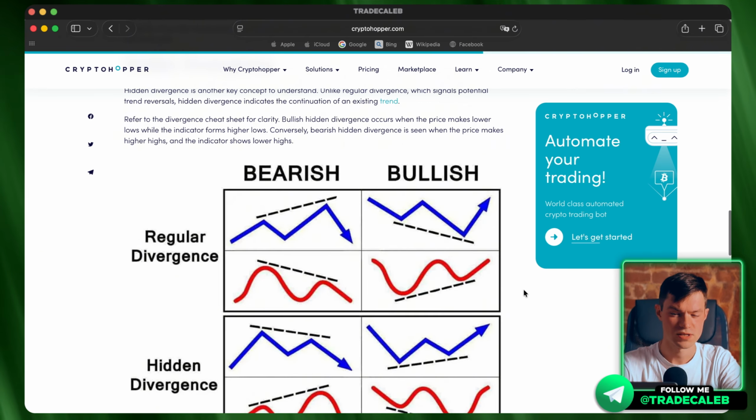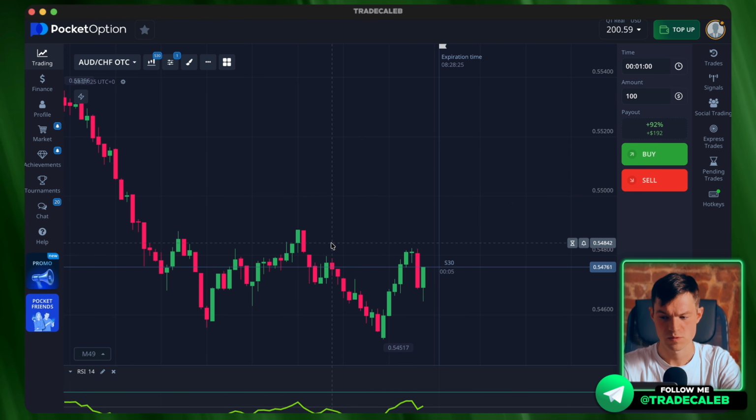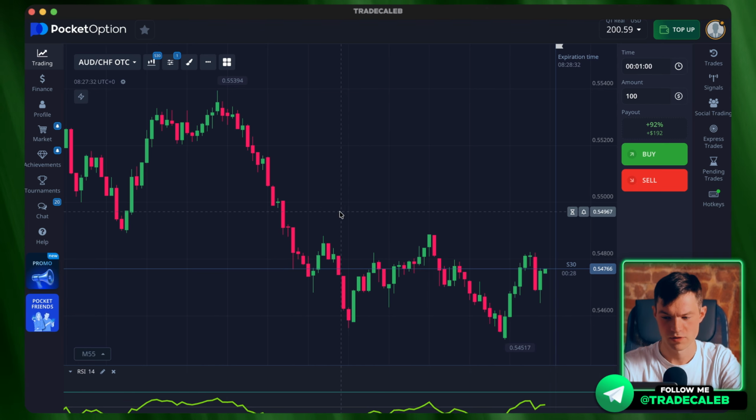I haven't shown you this strategy in a while, but it's based on the divergence between the chart and the indicator. This will require some experience from you, but who said making money is easy? Of course, some effort will be needed.